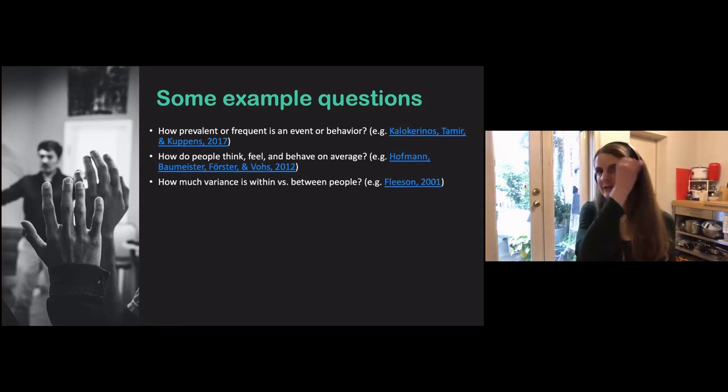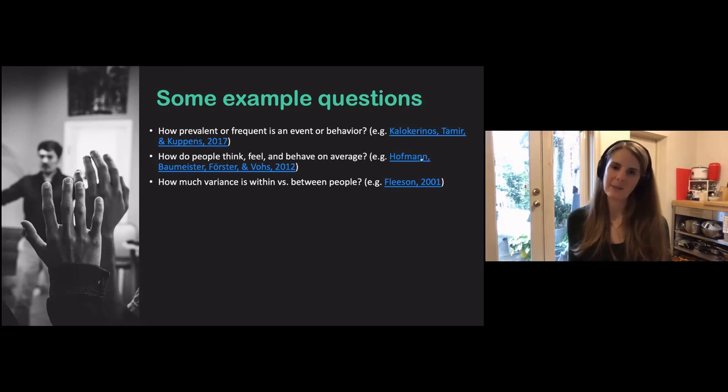Another ESM specific question is how much variance is within versus between people. So you'll remember I talked about this a bit earlier in this presentation, that people can be different from each other, or they can vary within themselves. And so a sort of trait would have a lot of between person variance, but a state would have a lot of within person variance.